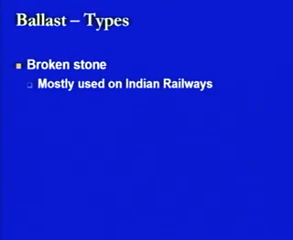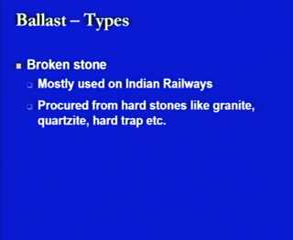In the case of broken stone, this is the material available from the crushers or from locations where bigger rock materials have been reduced to smaller particles. In most cases in Indian Railways, we are using broken stone as the ballast cushion. These are procured from hard stones like granite, quartzite, hard trap, etc.